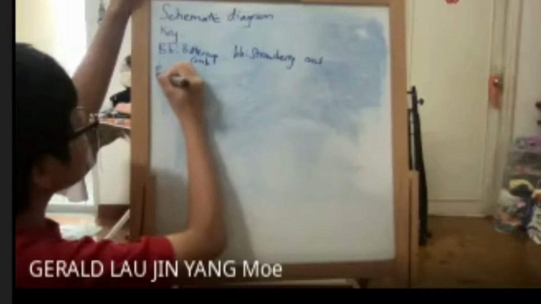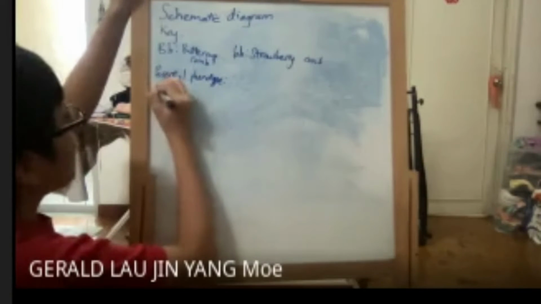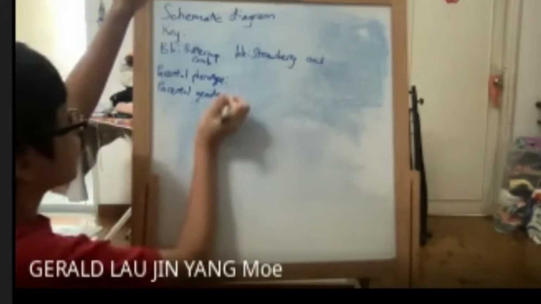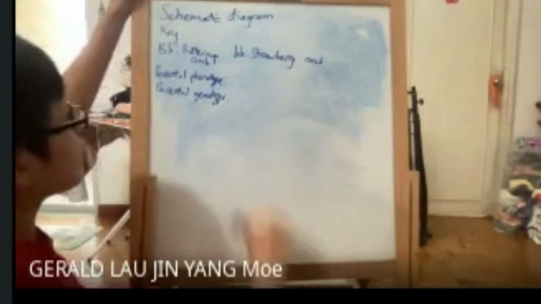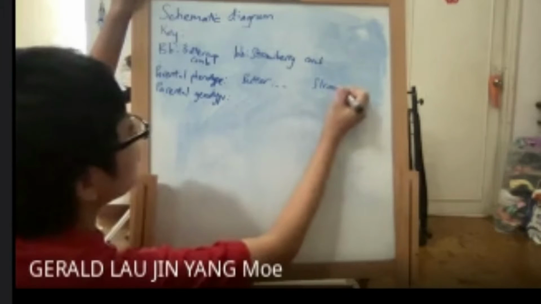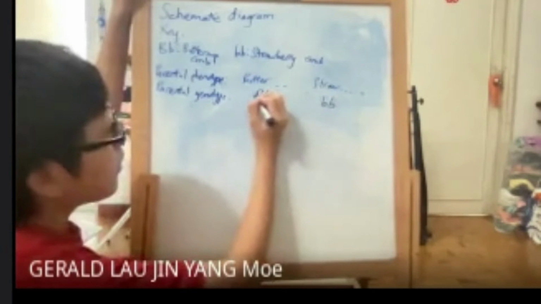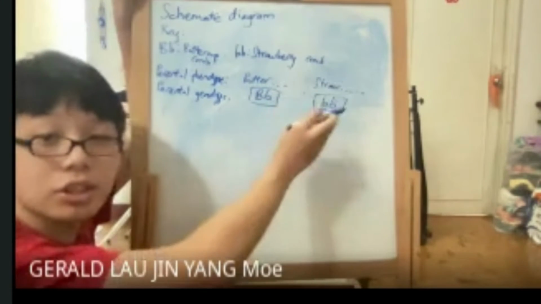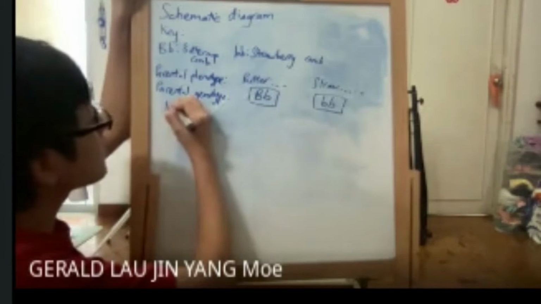It will always start with parental phenotype, then parental genotype. I write short form, lazy to write. Butter, strawberry. Parental genotype Bb and Bb. Normally for genotype we use the rectangle to indicate this is the genotype. Then after that, meiosis.